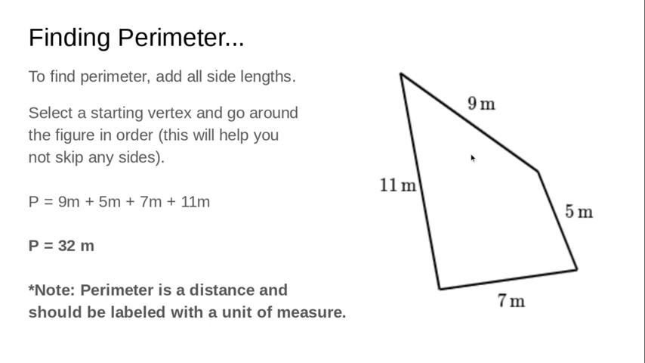So starting at the top left and going clockwise, I would have 9 meters, 5 meters, 7 meters, and 11 meters. We're just adding all of those together and we get 32 meters. Remember, perimeter is a distance, so therefore it should be labeled with some type of unit of measure. If you're not given a unit of measure, then you simply say units.